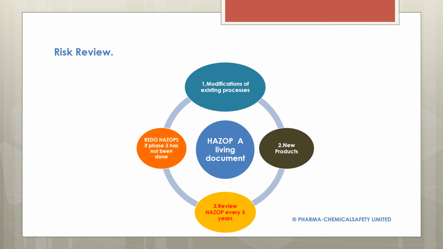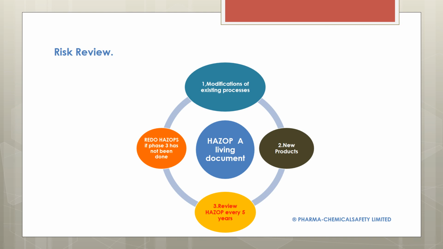A hazard and operability study is a living document. It needs to be updated in four situations. The first is the modification of an existing process. It's the same for ICH-Q9. Then, when new products or new processes are introduced.